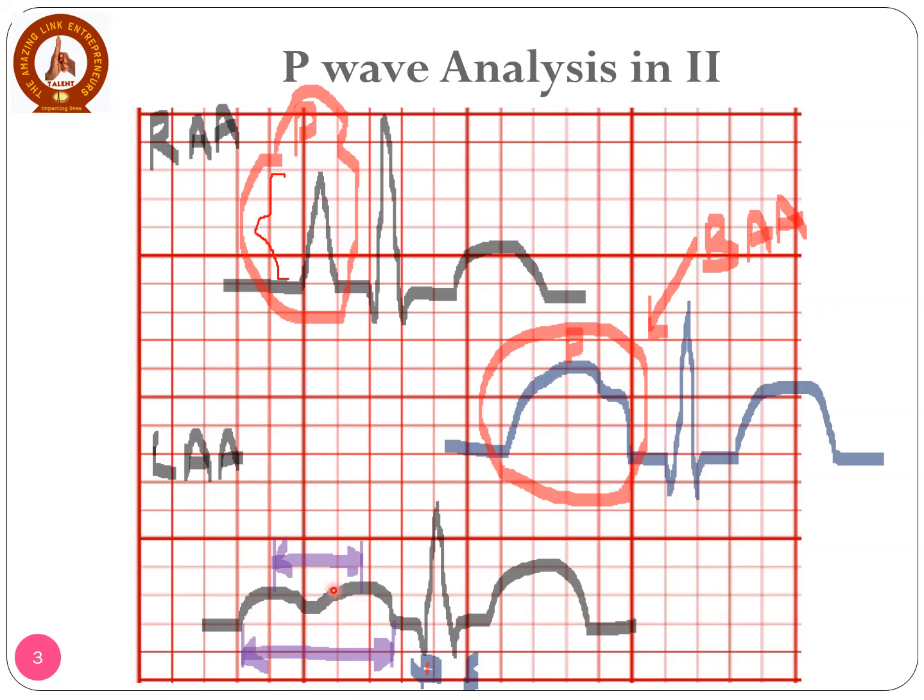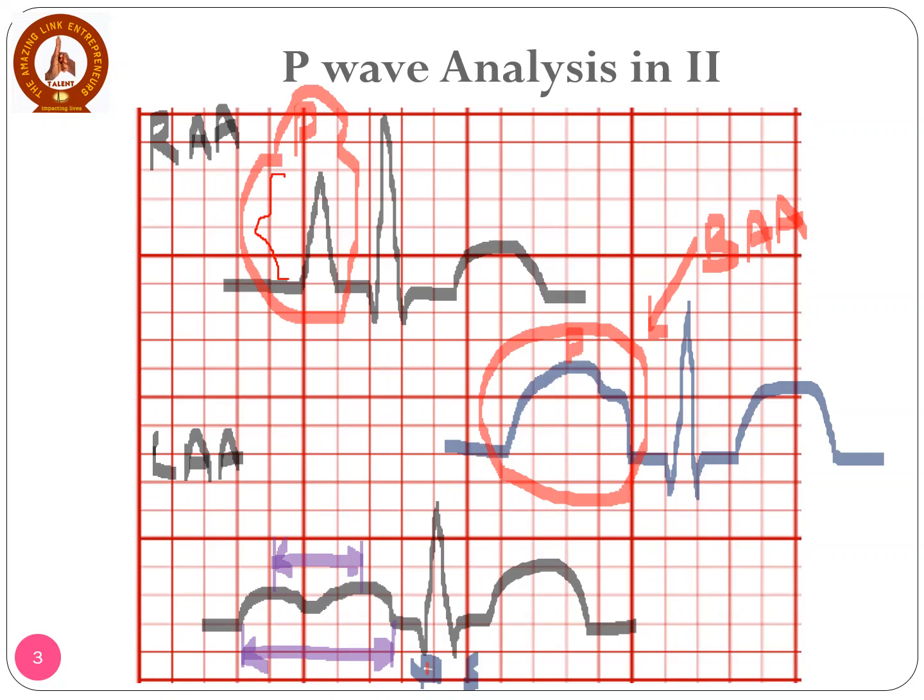be bifid or M shape, in such a way that not only is the duration greater than or equal to 0.12 seconds, but the distance between the two peaks will be greater than 0.04 seconds. But the amplitude will be normal. For biatrial abnormalities, the P wave will be broad and tall.